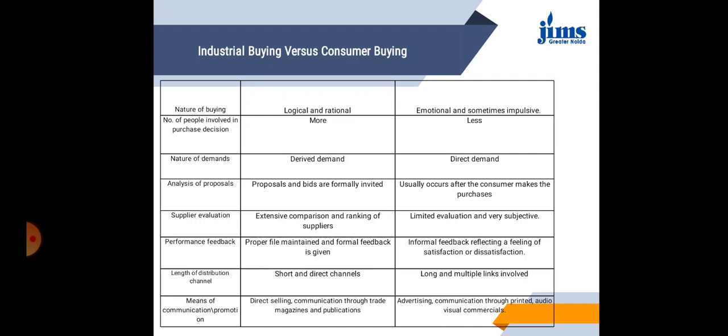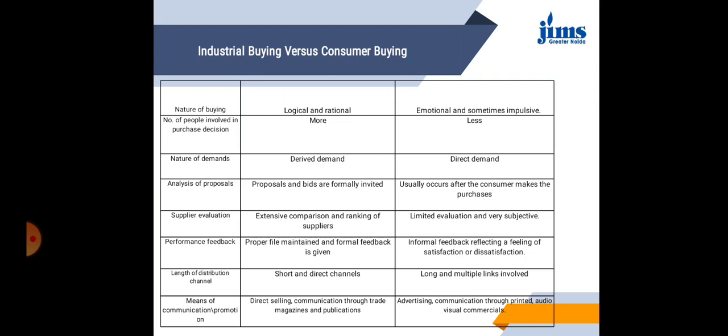Then supplier evaluation, which is extensive in case of industrial buying, and we usually do not have a lot of evaluation in case of consumer buying. Performance feedback, proper file maintained and proper formal feedback is given in case of industrial buying, because the nature of products is high volume and premium, while in case of consumer buying we have an informal feedback system reflecting a feeling of satisfaction or dissatisfaction, which is very subjective and relative.